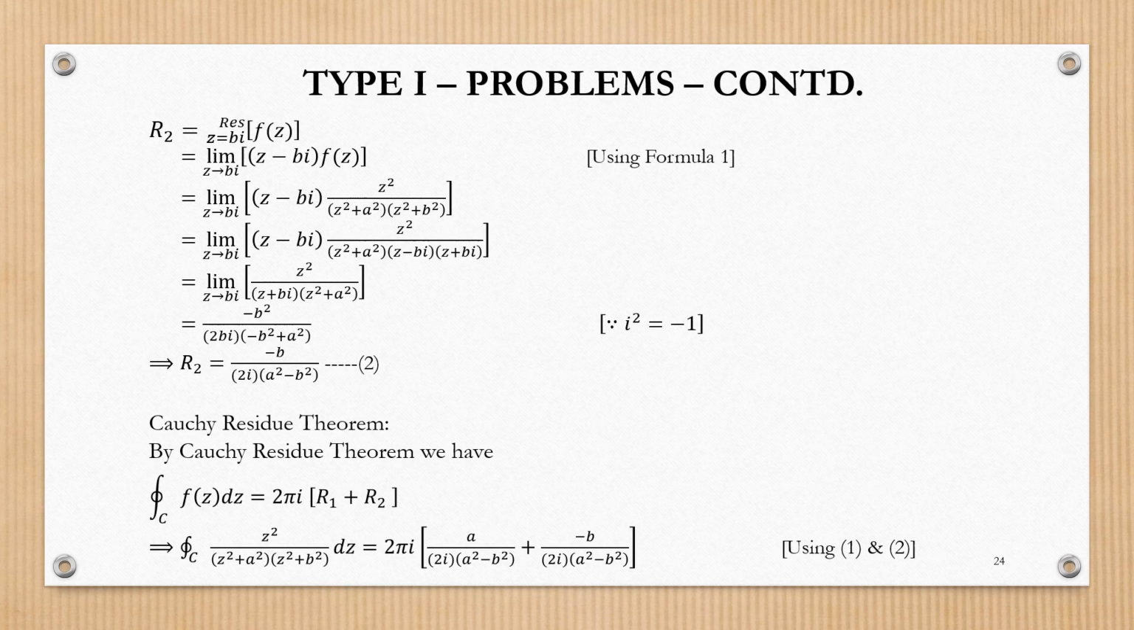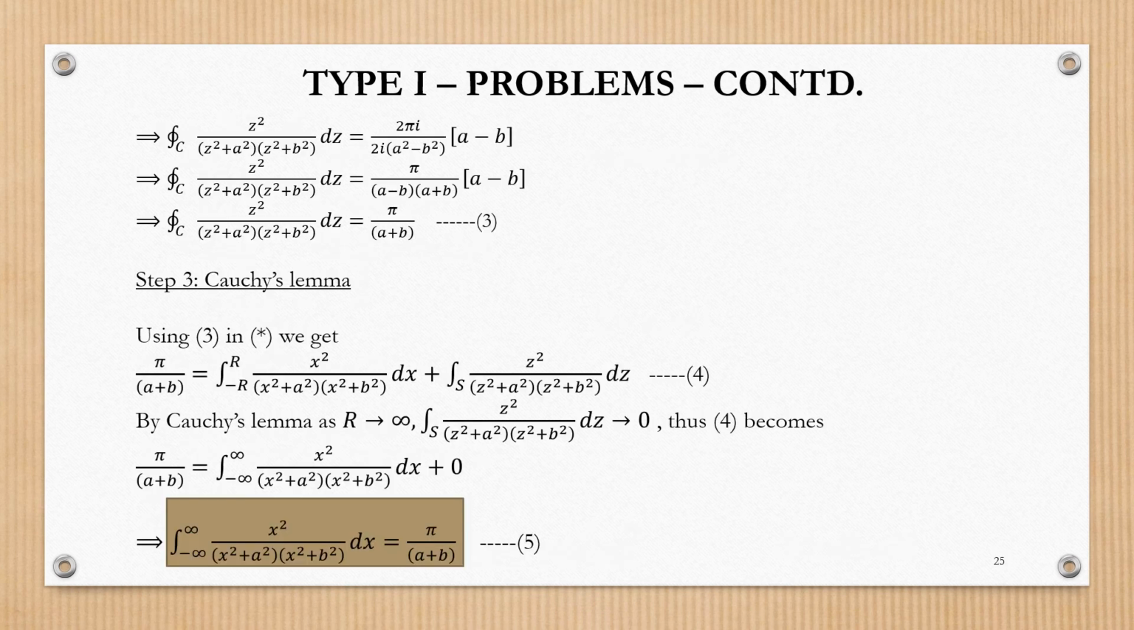Observe here that a square minus b square, and 2i in the denominator can be commonly taken outside, which is what I will be showing in the next slide. 2i will get cancelled. A square minus b square can be rewritten as a minus b into a plus b, which means a minus b also gets cancelled, and we get the final equation represented by 3. Now we apply the Cauchy's lemma. We will take 3 and put it on the left hand side of equation star, so that we get equation 4.